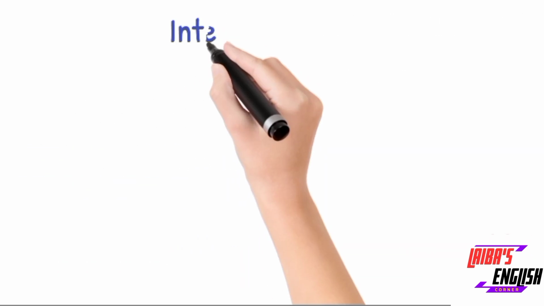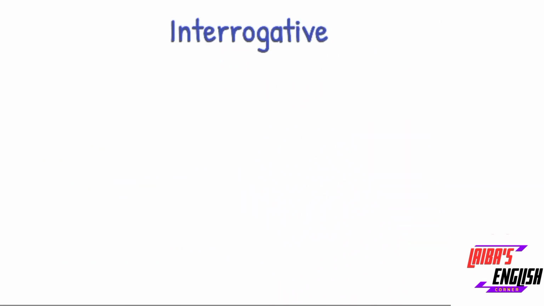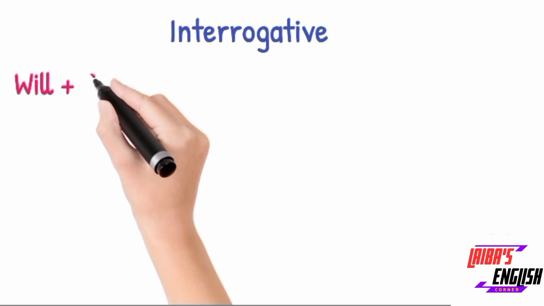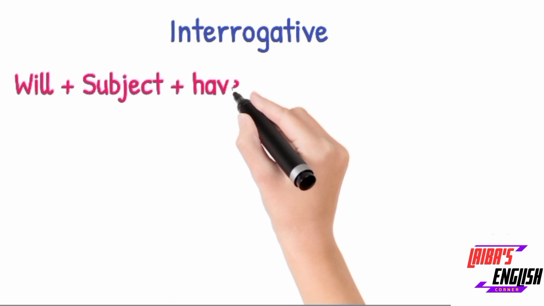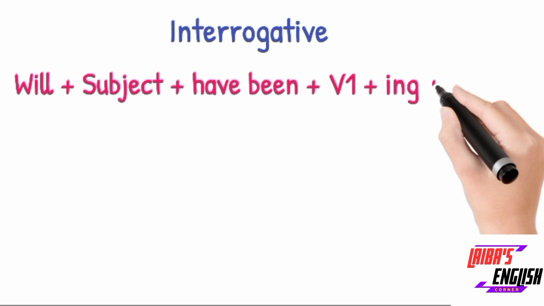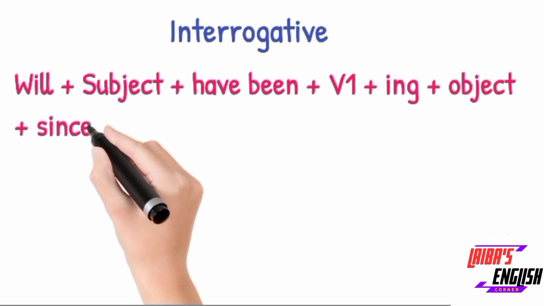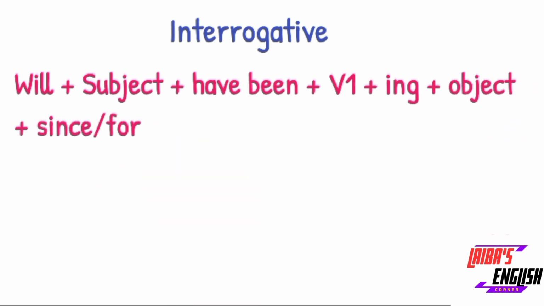Next, we are going to make the interrogative of this future perfect continuous tense. For making interrogative, what we have to do is we have to put the helping verb in the start. So, will plus subject plus have been plus verb first form plus ing plus object plus since and for.